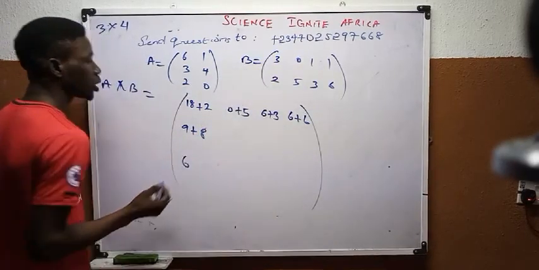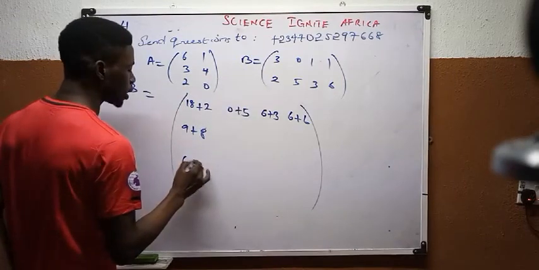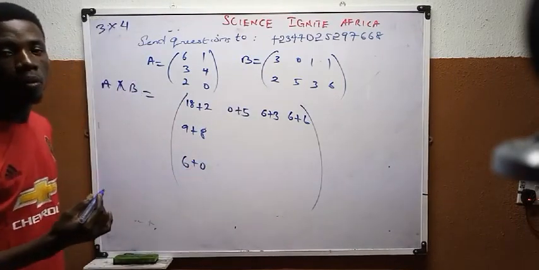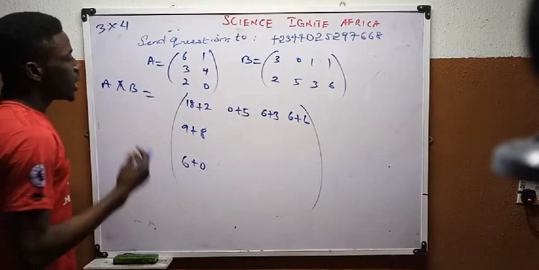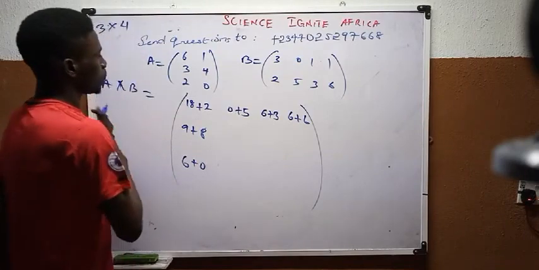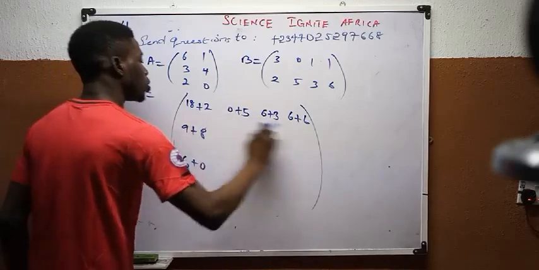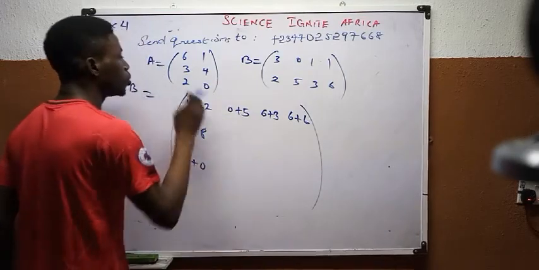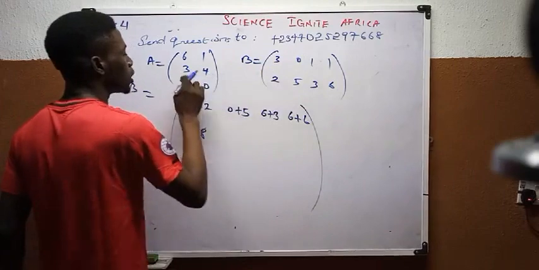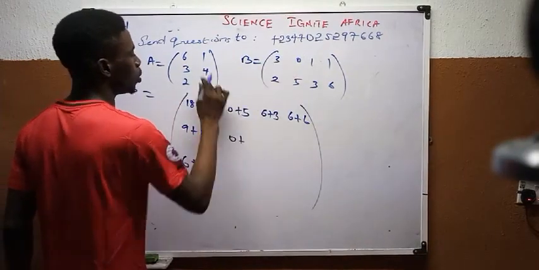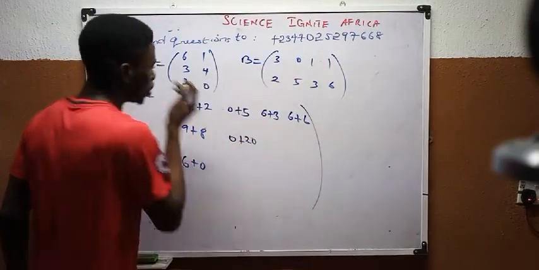So that will be 2 times 3, that's 6. Then 0 times 2, that's plus 0. So the next one we pick now is from this place. We know that this place is row 1, row 2, then column 2. So we are picking this and we are picking this. So that's 3 times 0, 0, plus 4 times 5 is what?